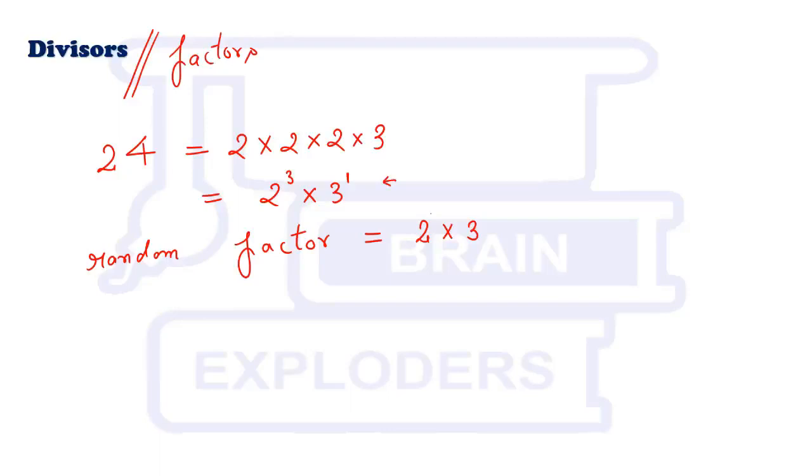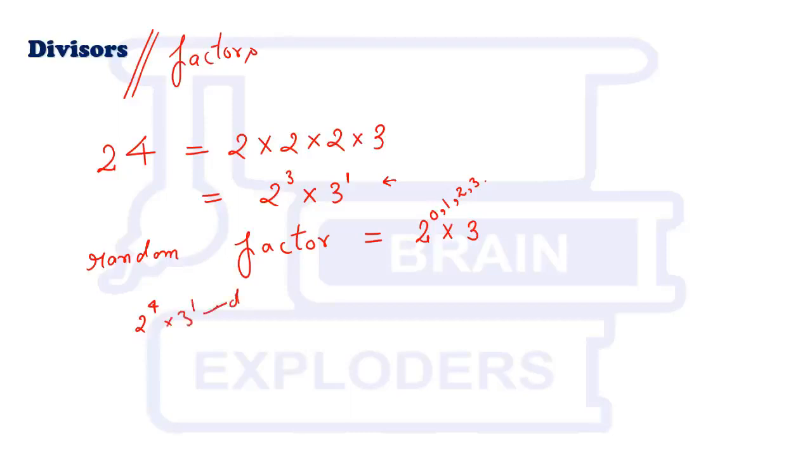Now different powers are possible, like 2 to the power 0, 2 to the power 1, 2 raised to the power 2, 2 raised to the power 3 is possible. 4 is possible? No, wait, 4 is not possible. Why? Because if we take 4 here, suppose we made a random factor like 2 raised to the power 4 into 3 to the power 1, it will not divide 24.